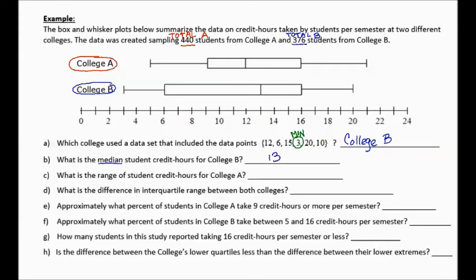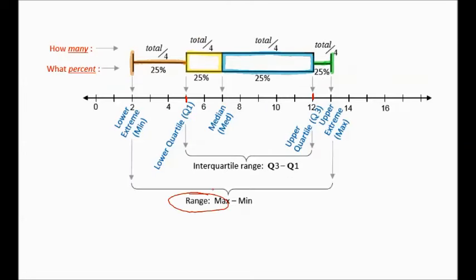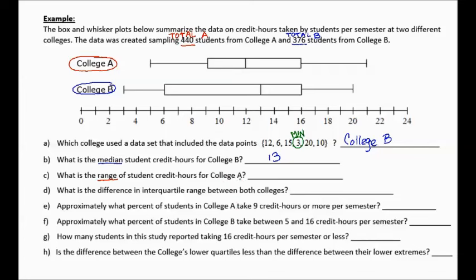Next, what is the range of students for College A? Recall that range is this one, the biggest value minus the smallest value. So for College A, which would be the top box and whisker plot, the largest value going down is a 21, and the smallest value is a 5. So you would subtract those 2 values, and you would get 16 as your answer.